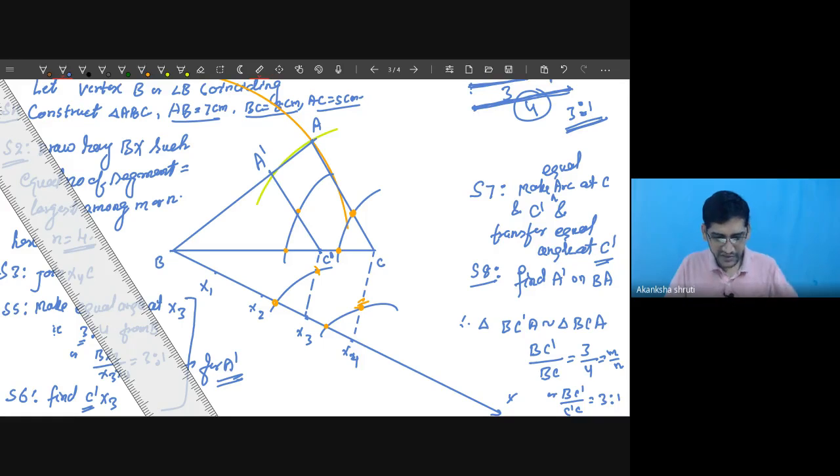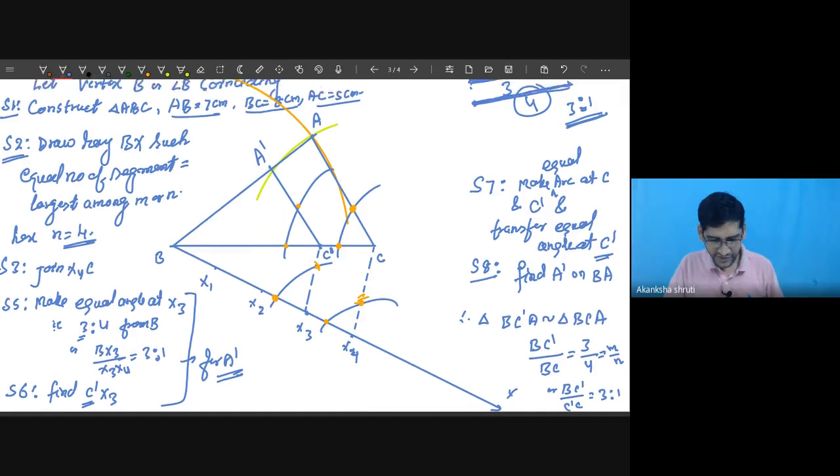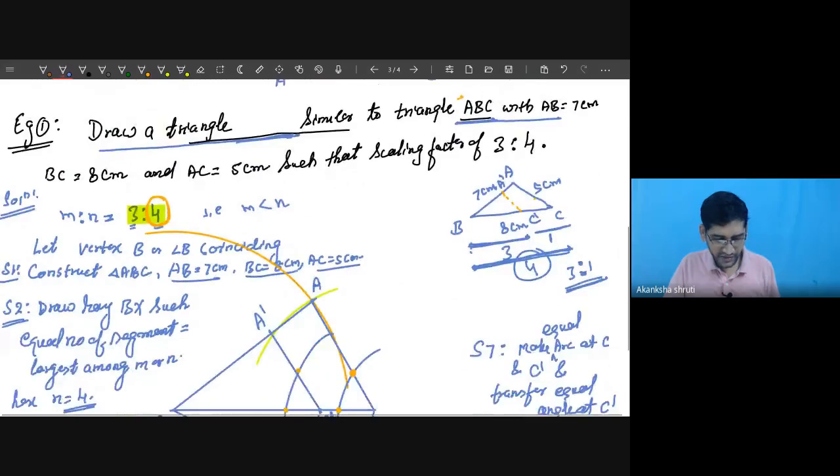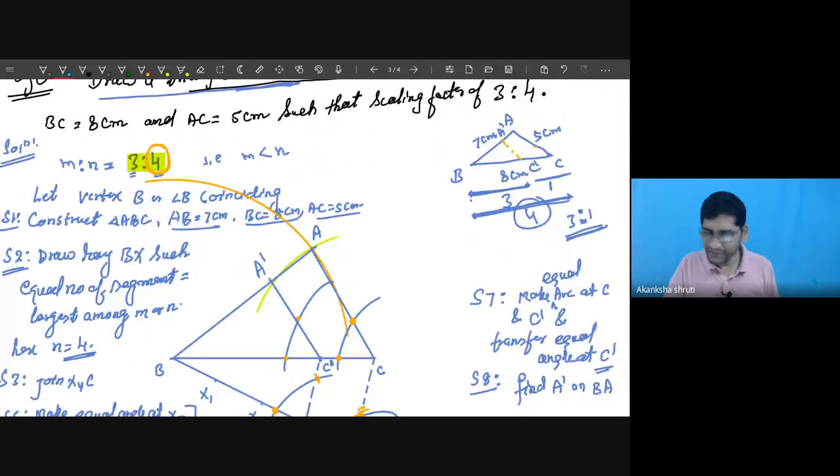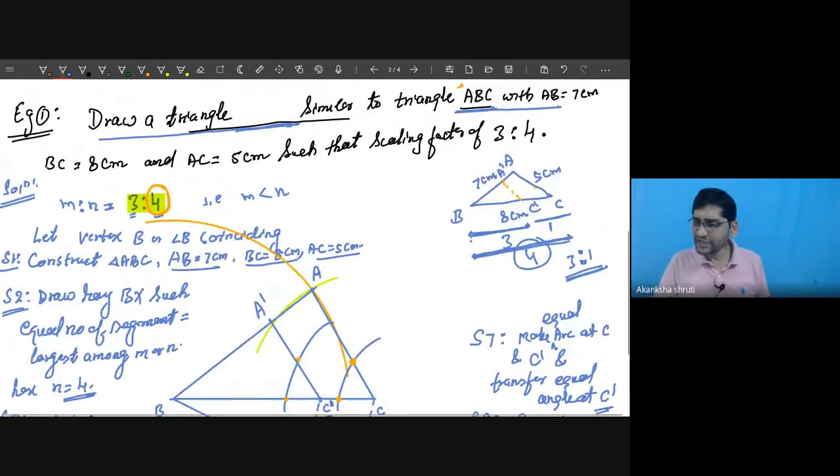So it was this one by which we have drawn the similar triangle when M is less than N. Now the next question is, if M is greater than N, then how to draw? The same thing we have to apply. Everything remains the same. But whatever is given, just you have to join it to the given.